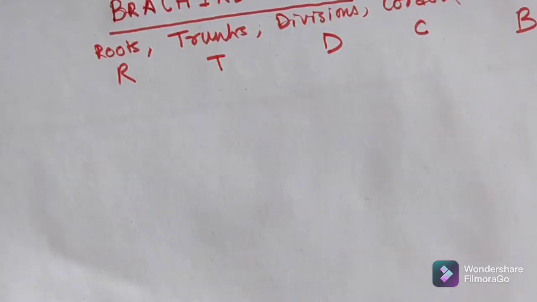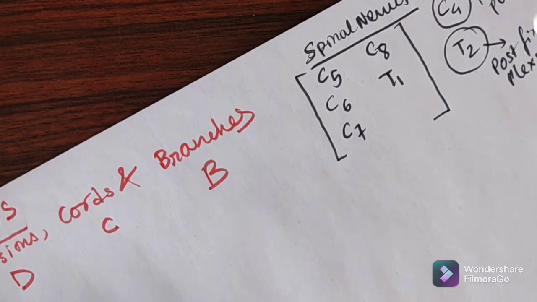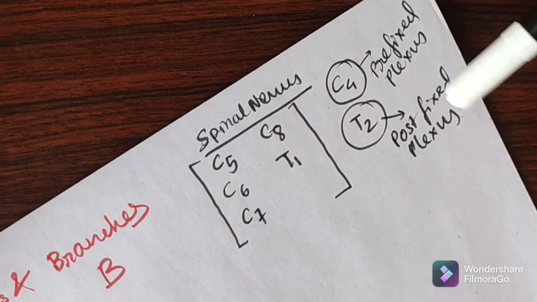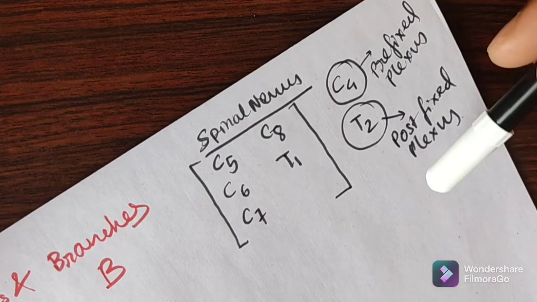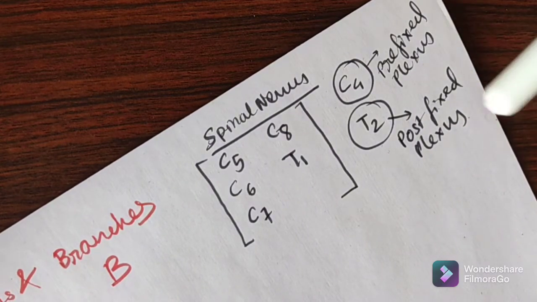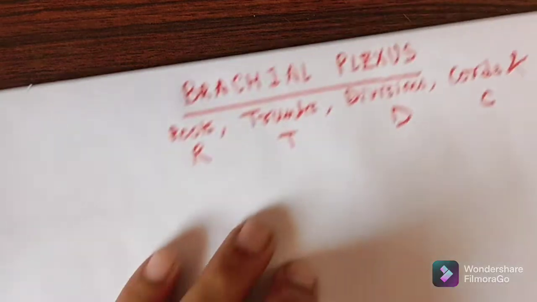Before going to the origin, I must highlight that in a prefixed plexus, the contribution by C4 is large and C5 is present. In that case, T1 is small and T2 is often absent. Similarly, in a postfixed plexus, the contribution by T1 is large, T2 is always present, C4 is absent, and C5 is reduced in size.